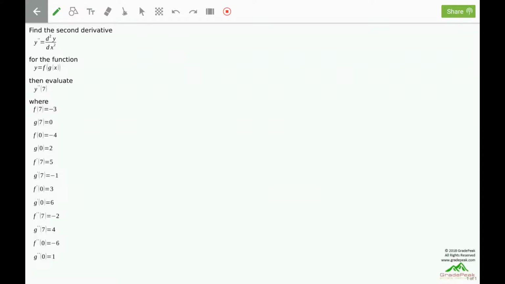Find the second derivative y double prime, or d squared y dx squared, for the function y equals f of g of x, then evaluate y double prime of 7, where we have all that information. So y here is a composition of functions, neither of which is known. We have f of g of x.